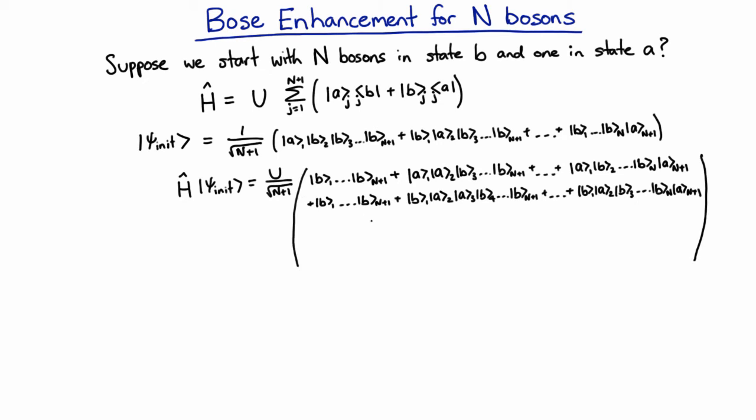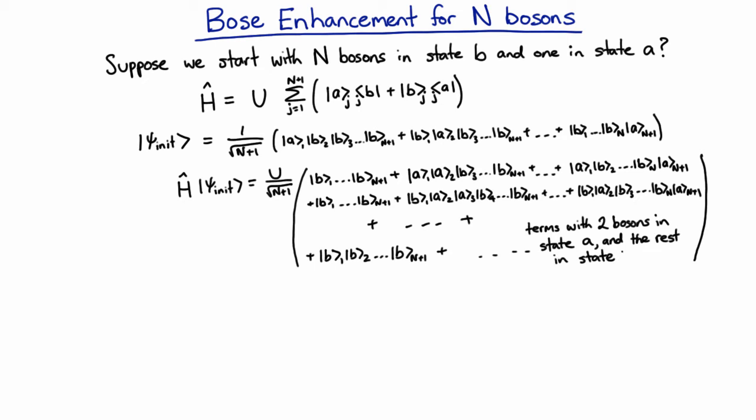And then so on and so forth, and we're going to end up with n plus 1 of these terms where we have all B's, and we're going to have every other combination of terms where we have terms with 2 bosons in state A and all the rest in B. And indeed, there's doubling up of these terms, so there'll be multiple copies of them as well.